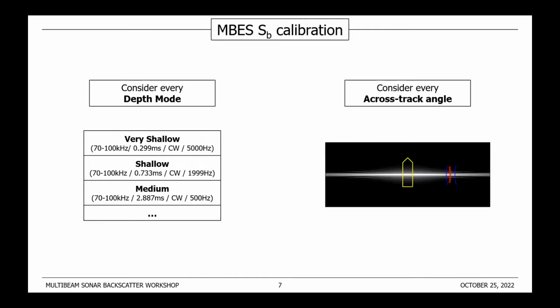And to calibrate a multibeam system, regardless of it being single sector or multi-sector, we have to consider every one of its depth modes. And by depth modes, I mean a combination of operational settings such as frequency and pulse rate, as all of them will present different beam patterns. Another thing we have to consider is that our transmit pattern will be sampled at different sonar reference across-track angles.